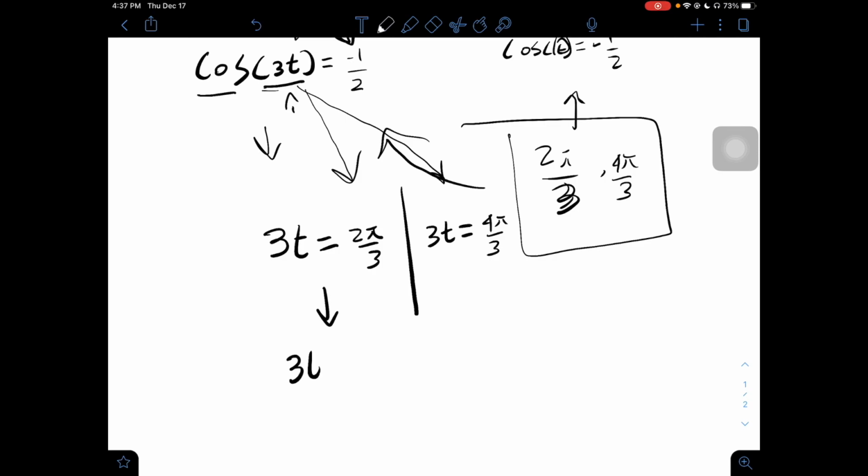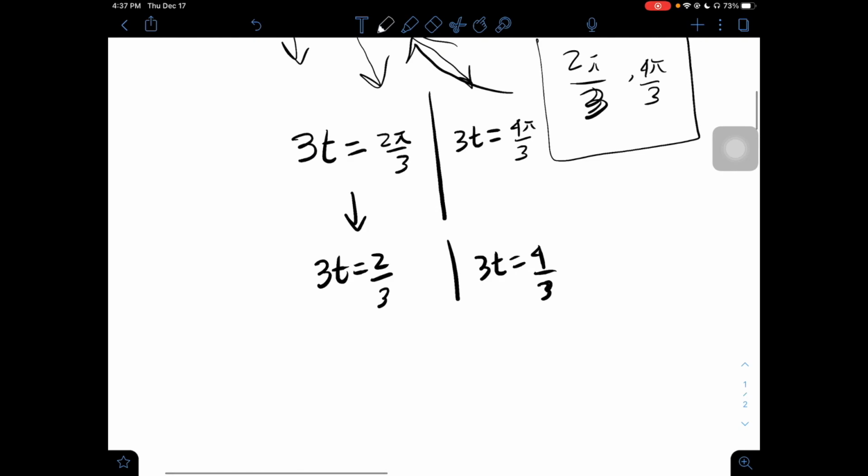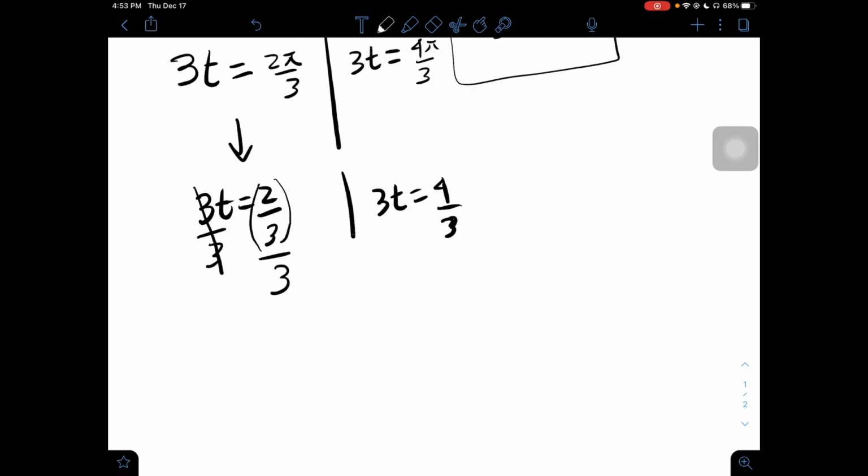We have 3t equals 2 over 3. We just disregarded the pi. We're going to add it back at the end. And we have 3t equals 4 over 3. Now, in order to get rid of the 3, we're going to divide by 3 on both sides. If we divide 2 over 3 by 3, we get a total of 2 over 9. So this equals 2 over 9. And again, we said we're going to re-add pi at the end. So we know that one of our answers is t equals 2 pi over 9.